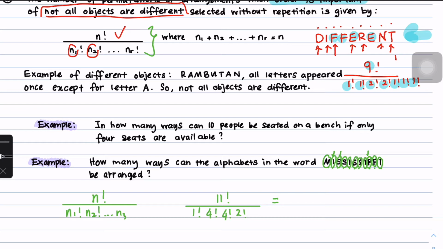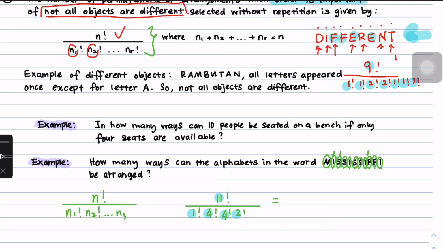Okay, so you can calculate by using calculator. 11 factorial divide by 1 factorial multiply by 4 factorial multiply by 4 factorial multiply by 2 factorial. And you need to remember that the total number here, 1 plus 4 plus 4 plus 2, must be equal to 11. So 1 plus 4, 5 plus 4, 9 plus 2 is 11.